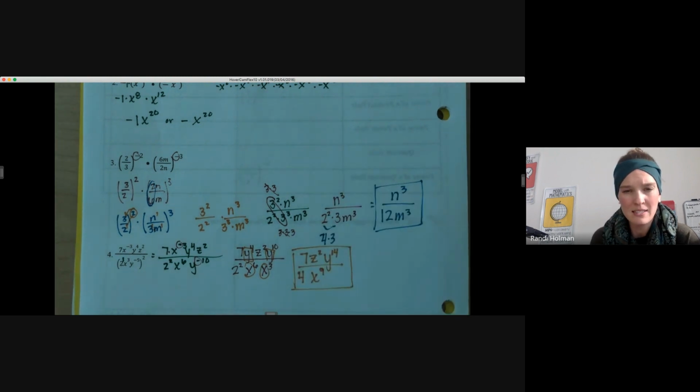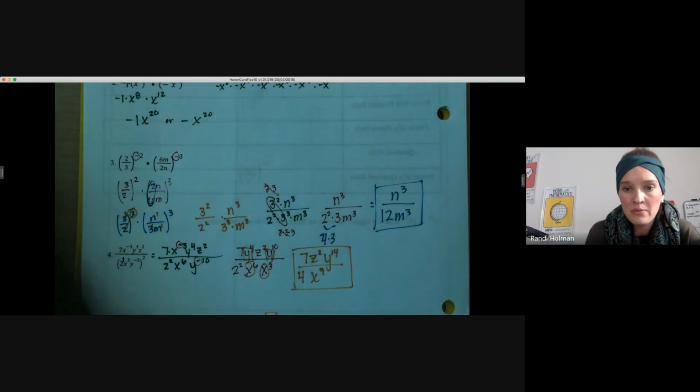No like bases. 7 and 4 don't have any common factors. No negative exponents, no zero exponents. I think we are good to go. So that is all I have for you today. Thanks for following along with these examples.